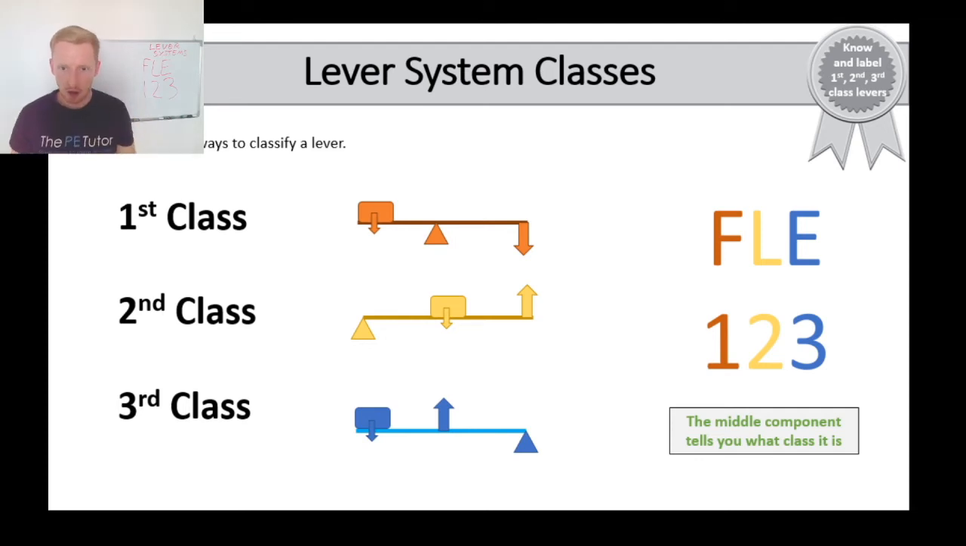And then third class, FLE, 1, 2, 3. The effort is now in the middle. So that's our lever. The effort is pulling from the middle upwards. Let's say the elbow is the fulcrum at one end. We pull and we lift up, and the resistance or load is going to be in my hand.